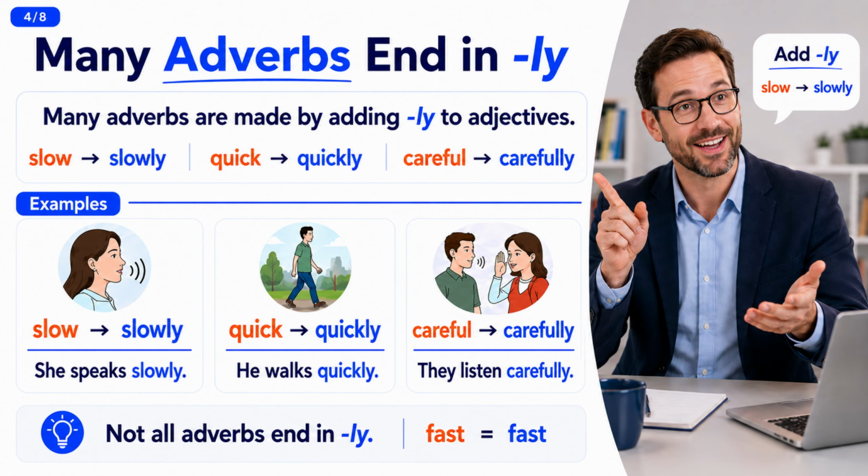Many adverbs are made by adding "ly" to adjectives. Slow becomes slowly. Quick becomes quickly. Careful becomes carefully. But be careful. Not all adverbs end in "ly." For example, fast stays fast.